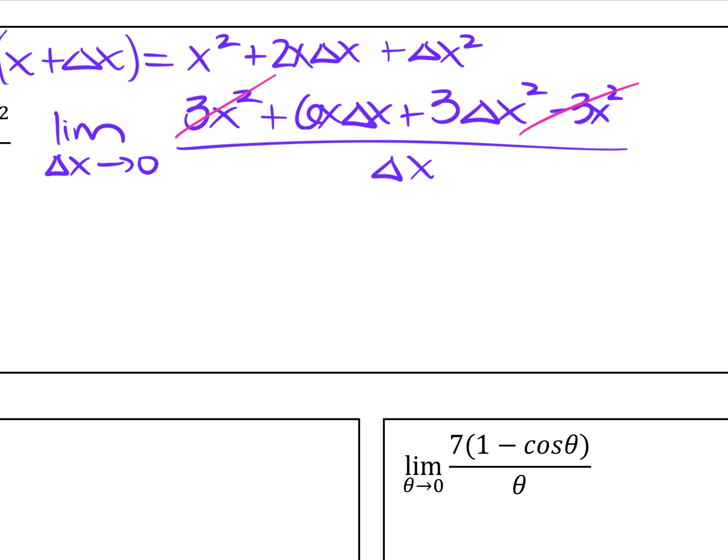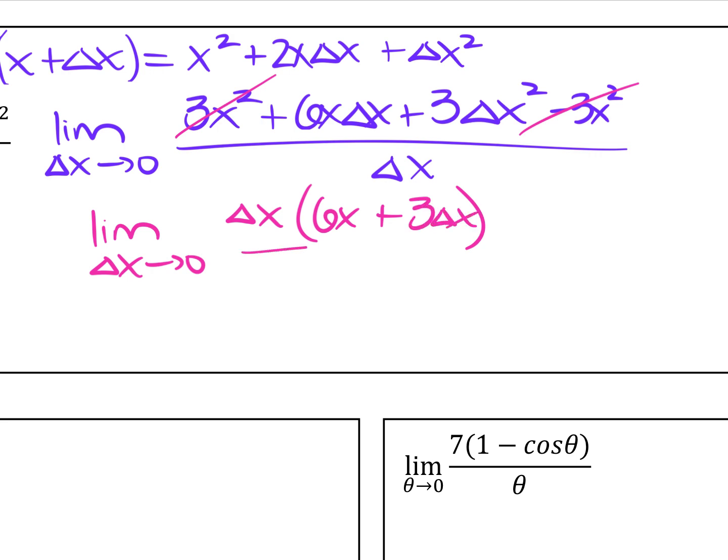I really want to cancel that delta x on the bottom. So let us take out a greatest common factor of delta x. If I take out delta x, what am I going to be left with? 6x plus 3 delta x. So what's going to happen with my delta x's? Cancel. Now that the one on the bottom is gone, is it okay to plug in 0 for delta x? Yes, it is. If I put in 0 for delta x, what is going to be left?